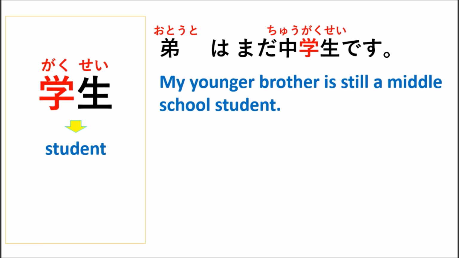Sho means the beginner, or the beginning of something, so it means primary school student. It's not middle school student. And when you want to say high school student, it's kogakusei. And here we have the new word ototo. Ototo means younger brother. So here they have ototo wa mada chugakusei desu. It means my younger brother is still a middle school student.